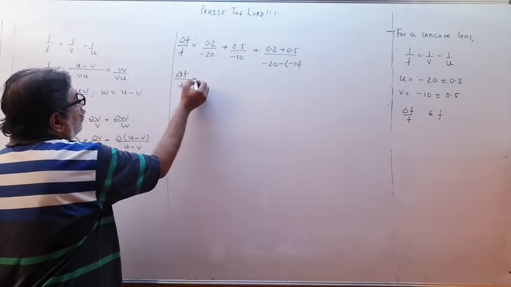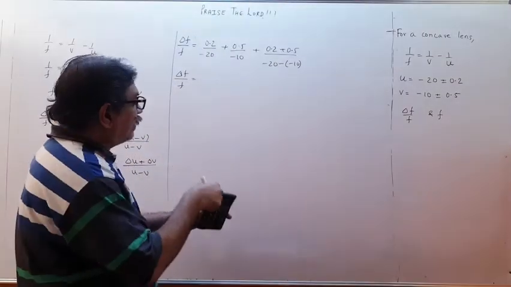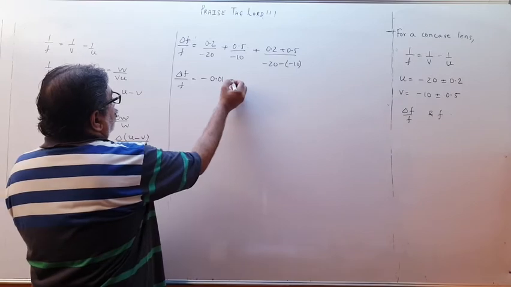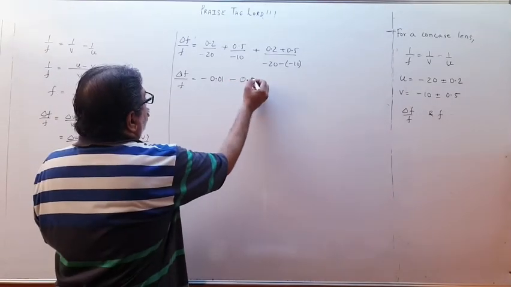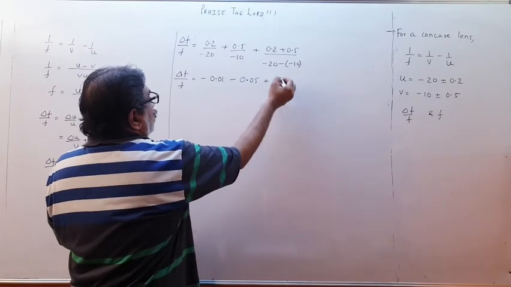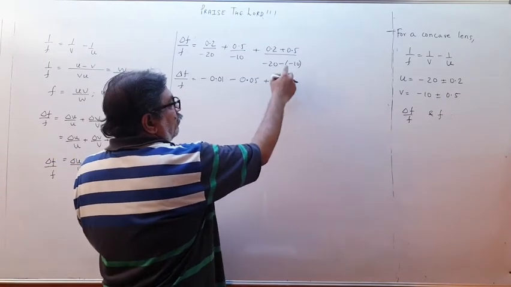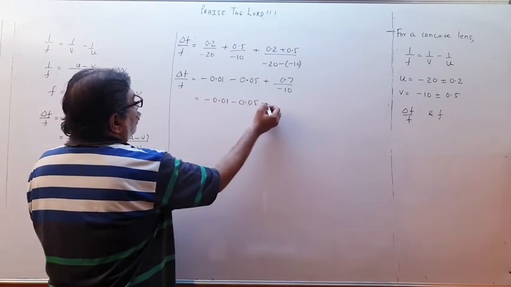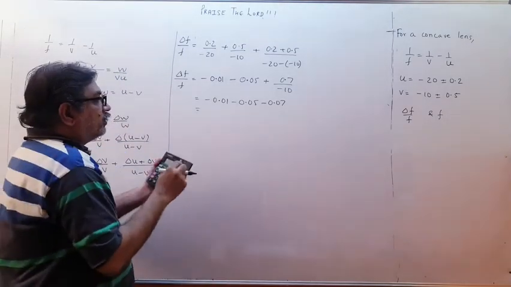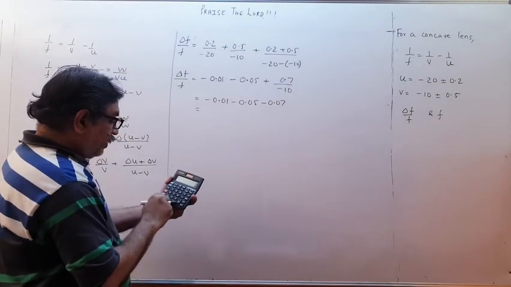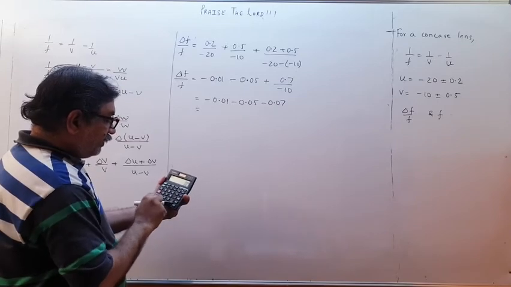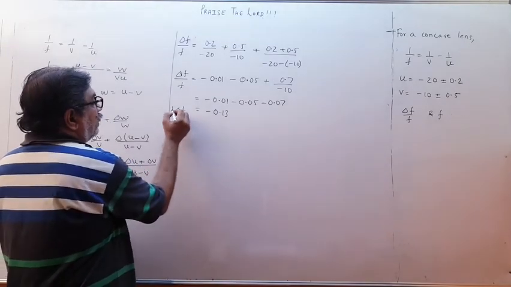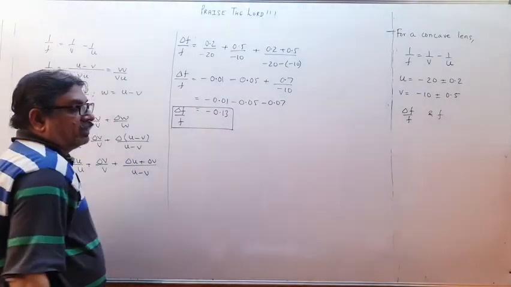So delta F upon F will become minus 0.2 upon 20, 0.2 divided by 20, that is 0.01, minus 0.01. Then this will be minus 0.05. Then here it will be plus 0.7 upon minus 20 plus 10, minus 10. So that is minus 0.01, minus 0.05, minus 0.07. So 0.01 plus 0.05 plus 0.07 is 0.13. So minus 0.13. That is delta f upon f. This is the relative error in focal length, like this.